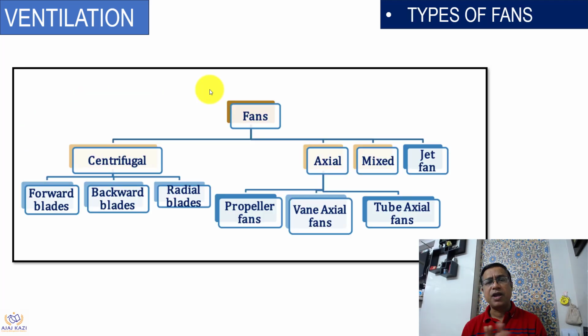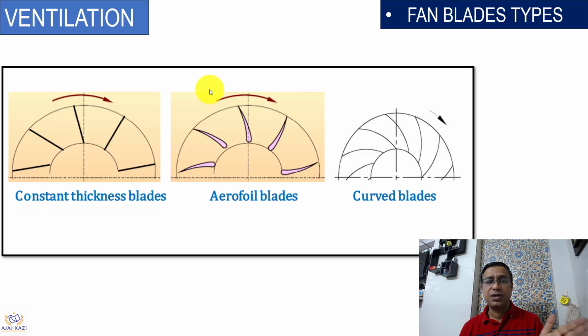Now, various types of fans: the centrifugal fans, the axial fans, we have mixed flow fans, we have jet fans. Within centrifugal fans, we have forward curve, we have backward curve, we have radial. Axial fan, we have propeller fan, we have vane axial fans, tube axial fans. The various fans and the requirement depends on your applications.